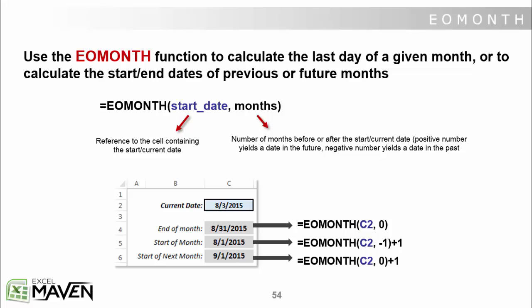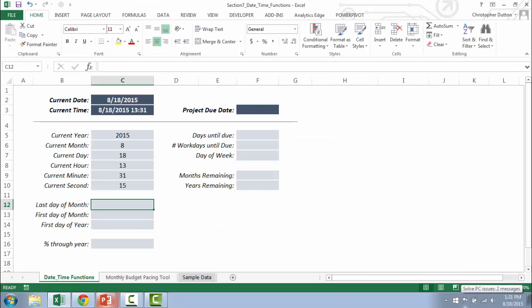So for instance, the start of the current month could be calculated using EOMONTH C2, negative 1, which gives me the last date in the previous month, and then just add 1 to get the first date of the current month. Remember that dates really are just values because of that underlying date value. So adding 1 to it essentially just tacks on 1 day. Similar case here, to get the start date of the next month, we can say EOMONTH C2 comma 0 to get the last day of this month, and then add 1 to get the start date of the following month.